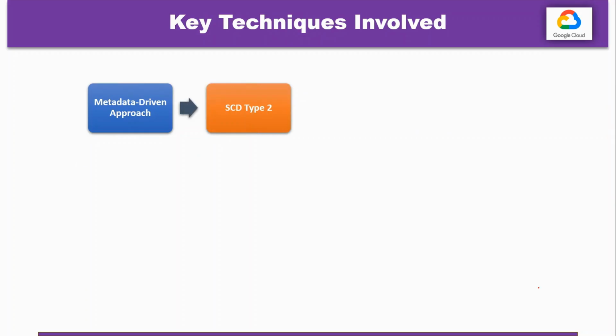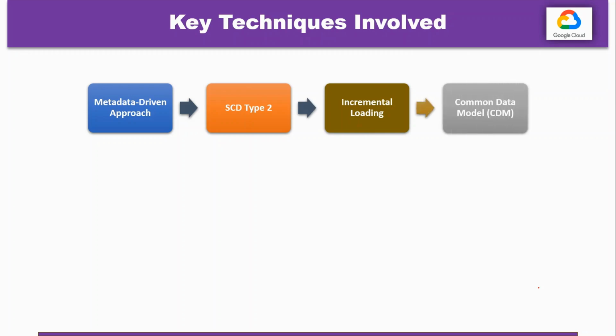Right? So to take care of the historical data management, we are going to properly go with SCD Type 2, which is the industry standard. And then incremental data loading with the help of the watermarking method. For the data ingestion purpose, we are going to use the watermarking method. And then the common data model, which is very important in this particular project.